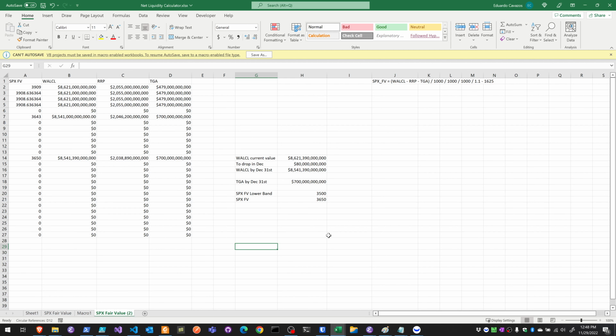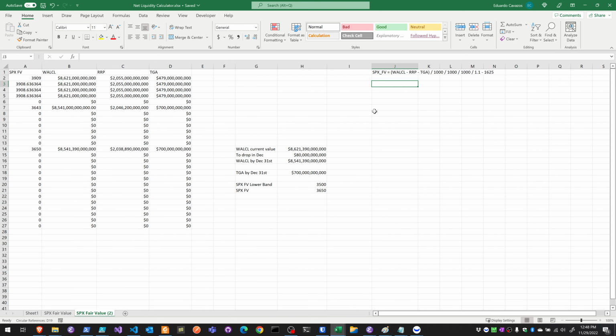Okay, so here's an Excel spreadsheet. Let's work through the numbers. Right here we have the formula for SPX fair value: SPX fair value is equal to Fed balance sheet minus reverse repo minus TGA, and then you have a few constants. So it's an equation with 4 variables, and the idea is that if you have any 3, you can calculate the fourth one, right? Like we said, for the end of the year we wanted the lower band to be at 3,500, and so we can get fair value from that.